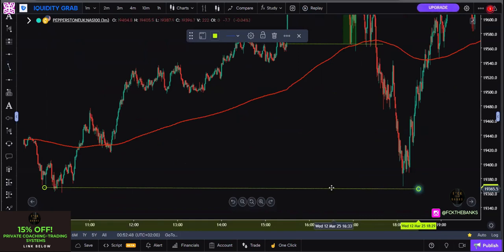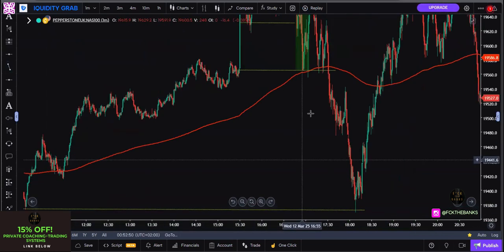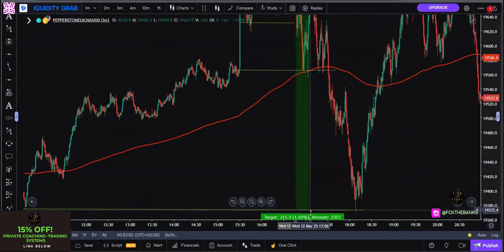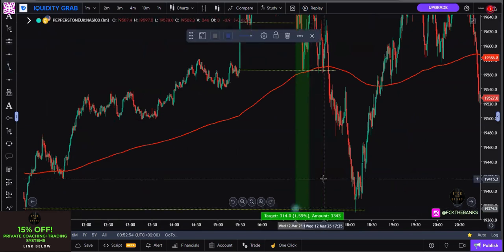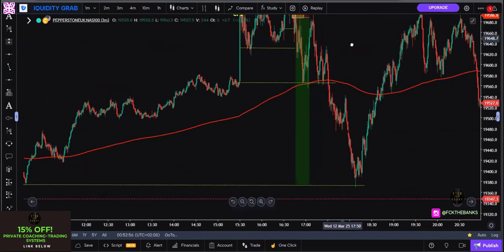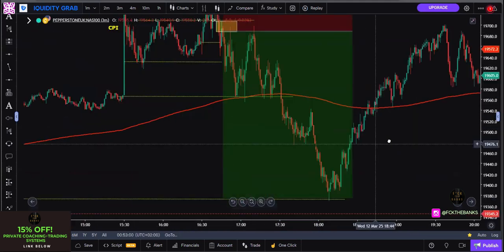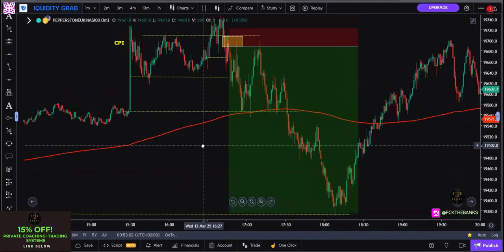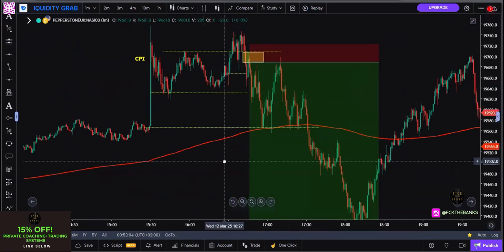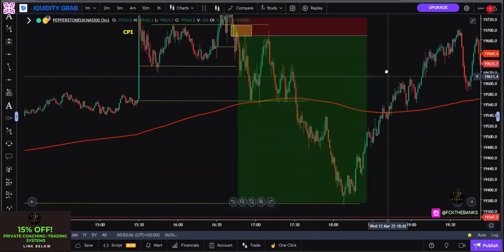As you can see, it reached the low of the day. Let's see how many points that would have been. It would have been 300 points. Remember that I told you that price currently has been making huge moves. So you don't have to be taking the whole chunk.